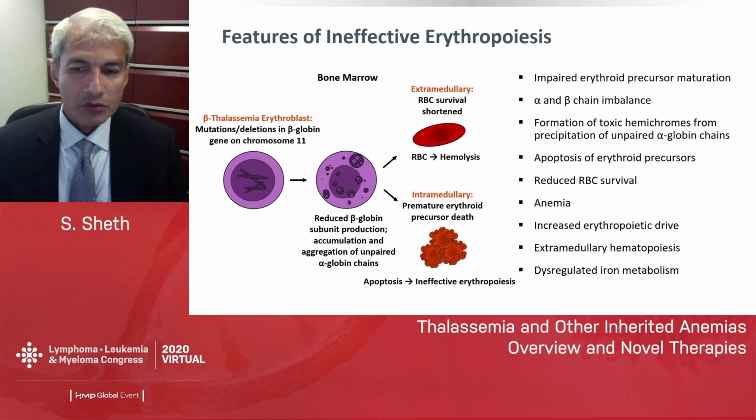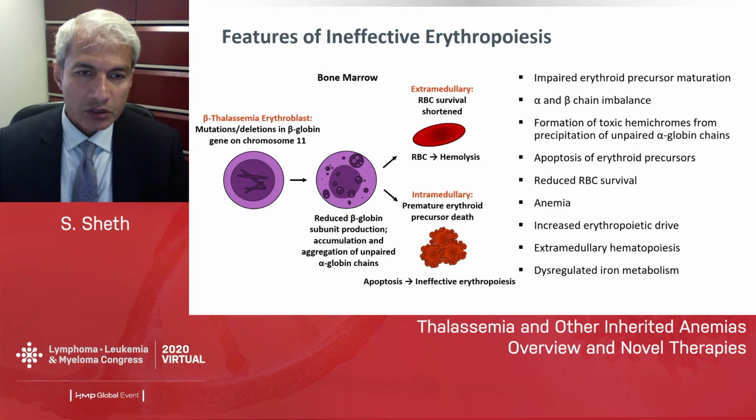The cells that do come out are also somewhat abnormal, and you have a reduction in red cell survival, all of which results in anemia and increased erythropoietic drive, so increased EPO secretion from the kidneys, which stimulates extramedullary sites as well, where you might have rests of erythropoietic cells. So extramedullary hematopoiesis and dysregulation of iron metabolism as well, with increased iron absorption from the gut as a result of this ineffective erythropoiesis.